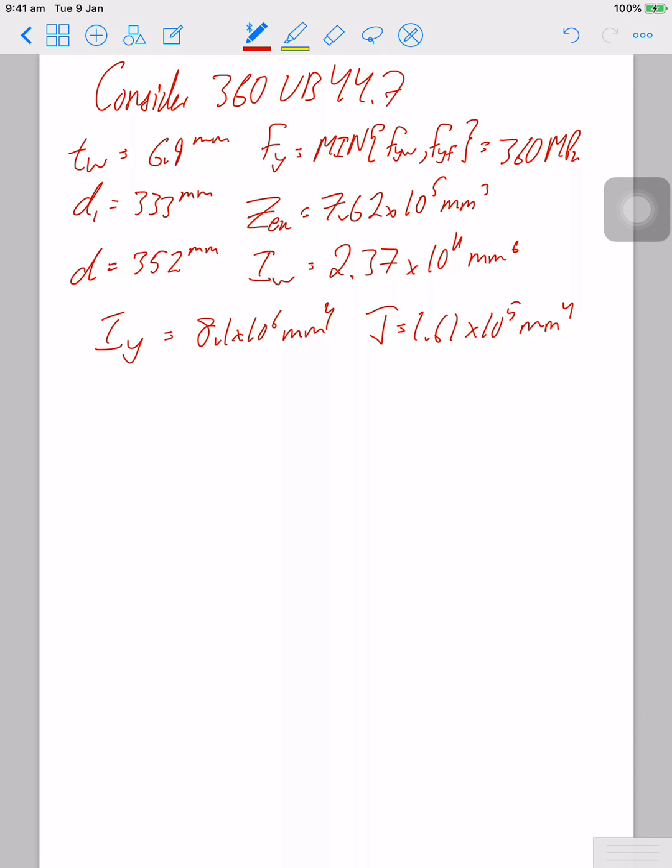So these are the details of your 360 UB 44.7. And now we're going to do the calculations that we did for the other universal beam, finding our M_s, the section moment, which comes out to be 274.3 kilonewton meters.